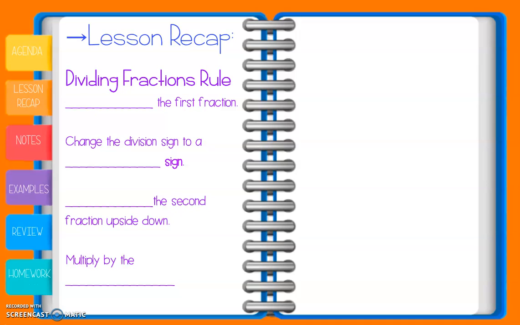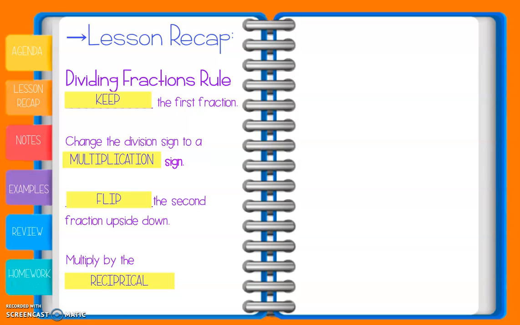All right, guys, today we talked about dividing fractions, and we said that there's a rule that we use when we're dividing fractions. So the first thing that we need to remember is that we're always going to keep that first fraction. We're going to keep it the same. Nothing happens to it. It's going to stay exactly the same. Okay, then we're going to change our division sign to a multiplication sign, and we're going to flip the second fraction upside down. That flip is called the reciprocal, so then we're just going to multiply by the reciprocal.